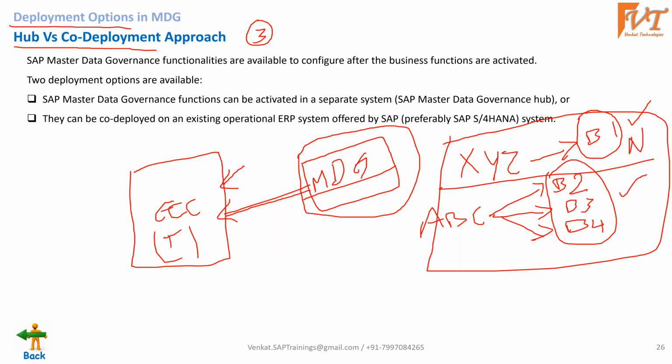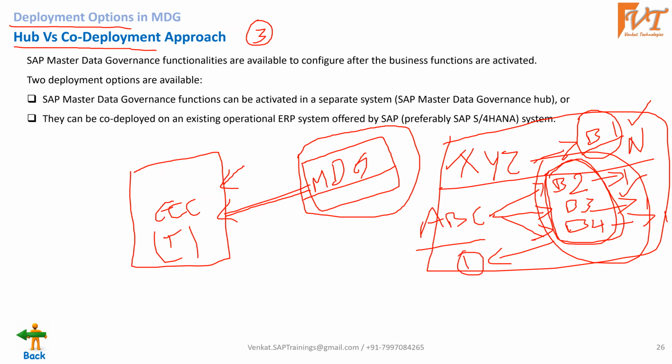Now, if XYZ wants to implement MDG for their business unit, which deployment option do they have to choose? If customer ABC wants to implement MDG for their multiple business units, which deployment option do they have to choose? Simply, how are they going to implement MDG: one-on-one for each business unit, or centrally for all the business units. That defines the deployment option.